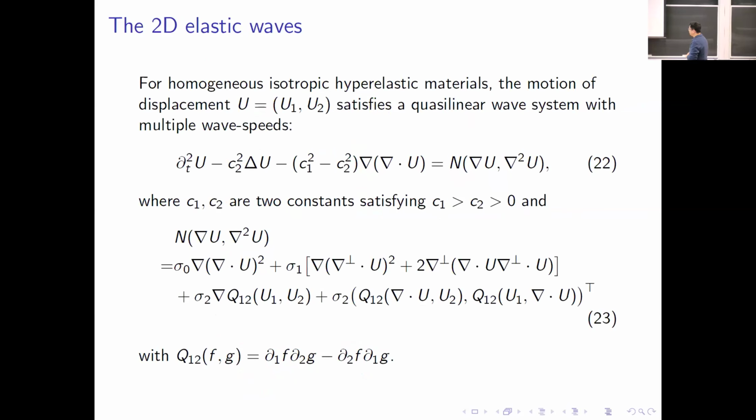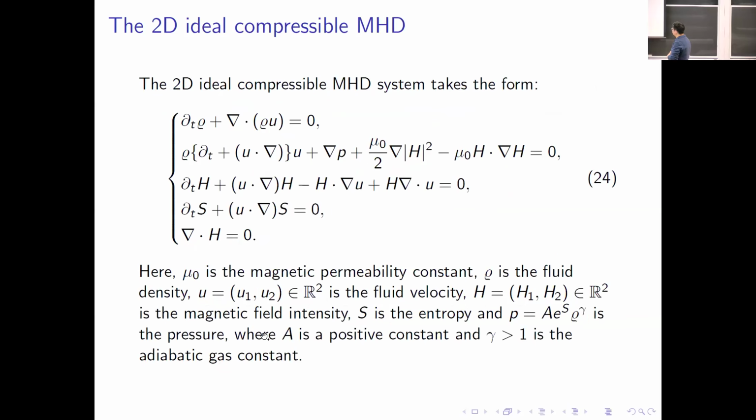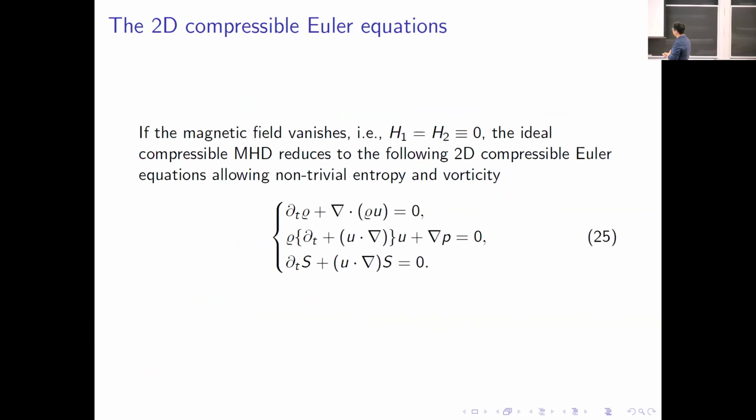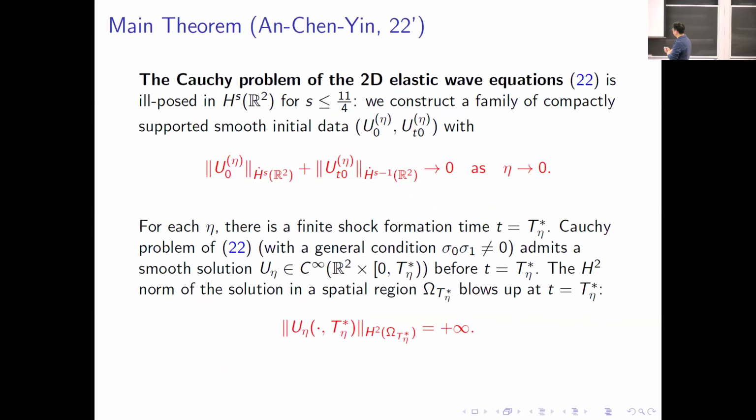Okay, so those are for 3D, and for 2D the nonlinear structure is slightly different, of the following form, where Q12 is another null form. Right. So we have the MHD system, and we also have it for the 2D scenario. If we let H1, H2 be 0, we also go to the 2D compressible Euler equations.